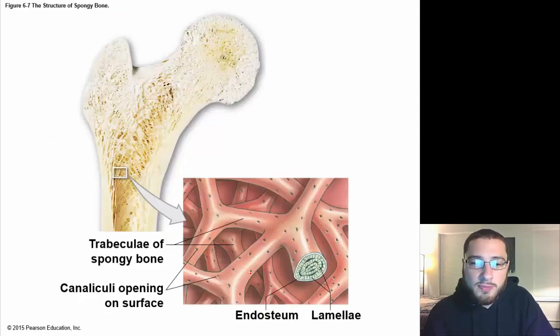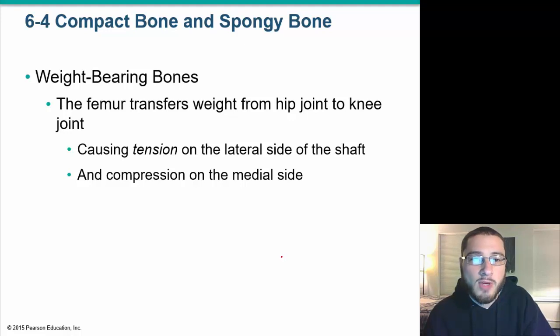Trabeculae of spongy bone. Like I said, it's this webbing effect. This is what it looks like in that spongy bone. This matrix right here is the trabeculae. Weight-bearing bones, like I said, the more weight you put on them, the more those osteoblasts are going to build in order to keep that bone strong.